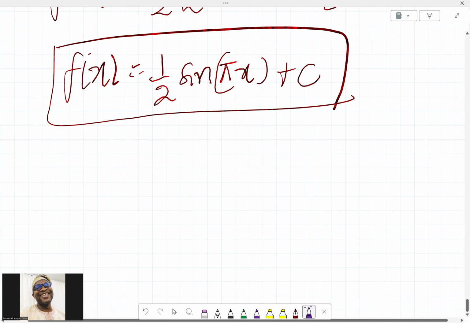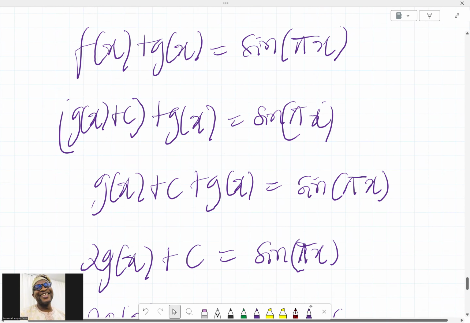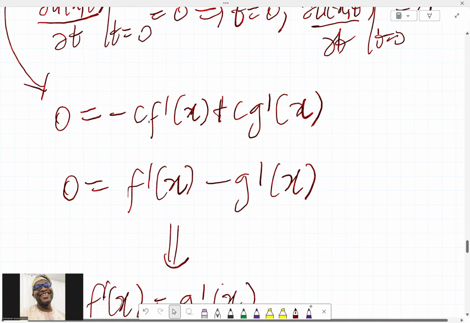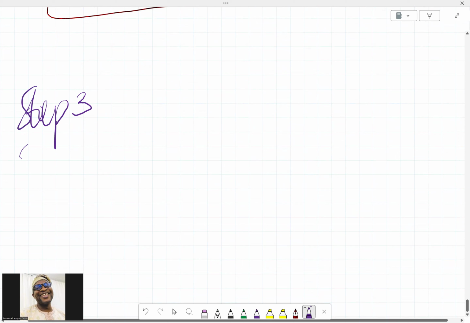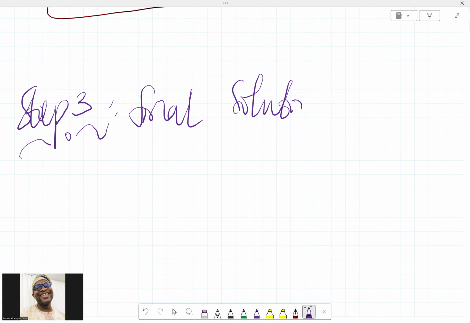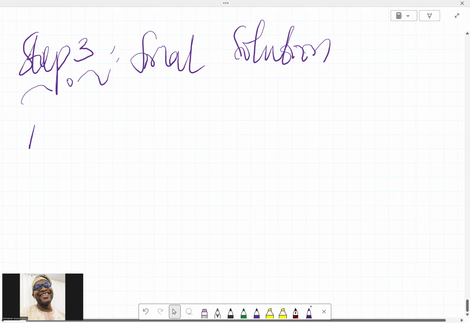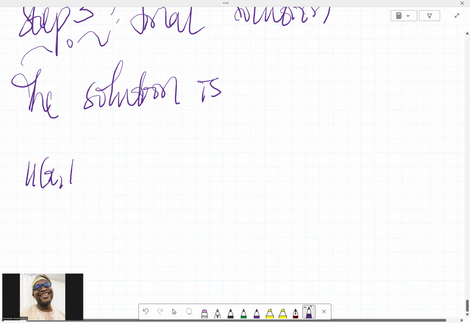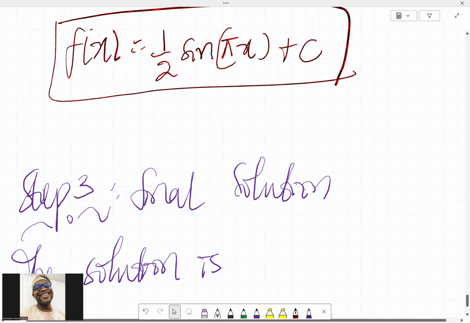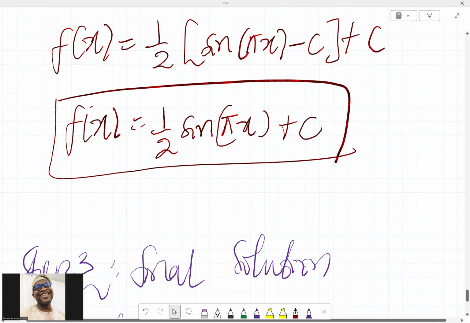So the final solution now, if I must call that a step, let's say that's step 3, where we now have a final solution. The solution is u of x comma t equals f of x minus ct. Anywhere we see x, we put x minus t.